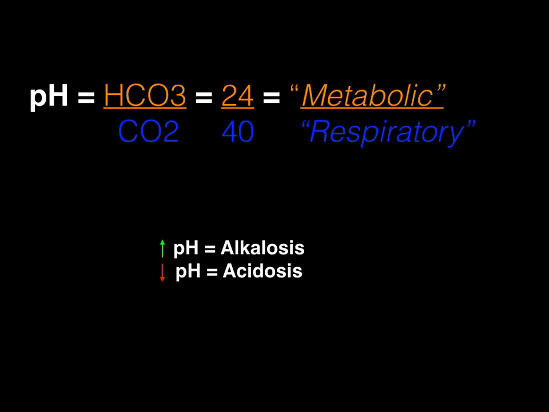Additionally, anytime we're dealing with changes in bicarbonate, we refer to that as metabolic. Whereas anytime we deal with changes in carbon dioxide, we refer to that as respiratory. The other thing that you need to know is that when pH goes up, i.e. it's greater than 7.40, we call that an alkalosis. Likewise, when the pH goes down and it's less than 7.40, we call that an acidosis. Okay, so again, everything that you need to memorize is right here on this slide. It's simple, stare at it for a couple minutes and you'll be ready to go.